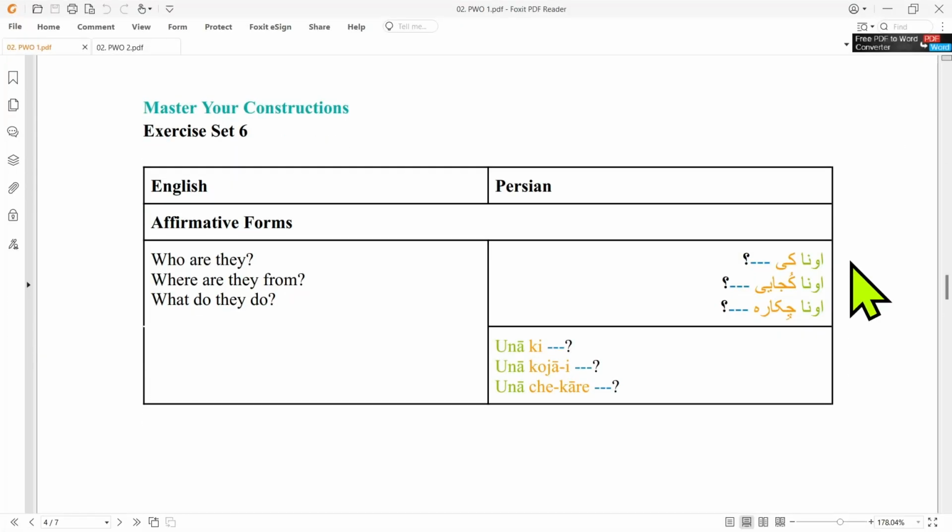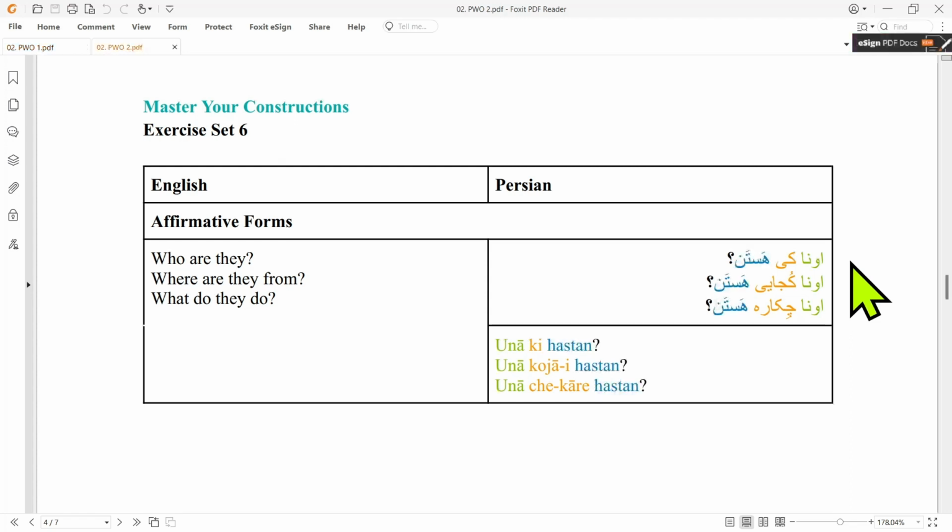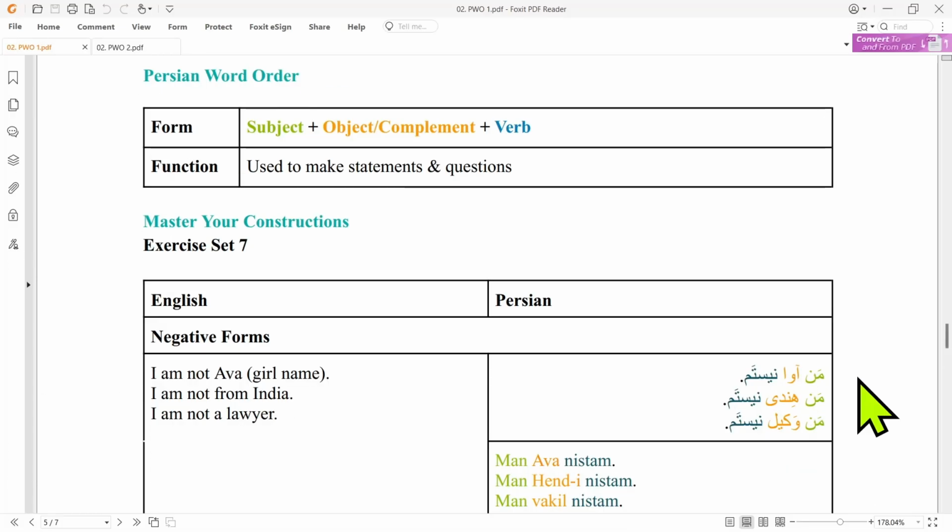And finally, the third person plural in the affirmative. Una hastan. Take a look at the vocabulary and tell me how we can ask, who are they? Where are they from? And what do they do? Una ki hastan. Una kojai hastan. Una chekare hastan.